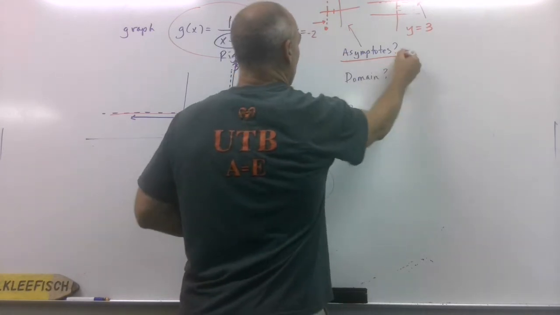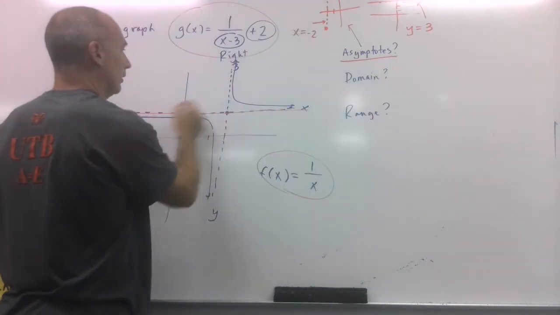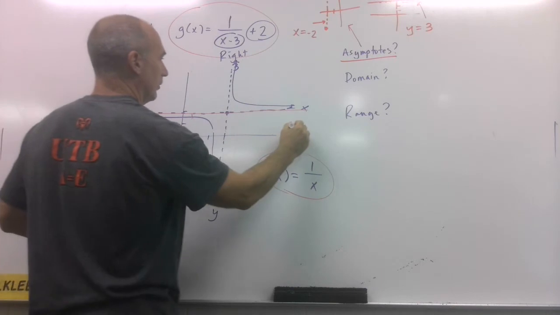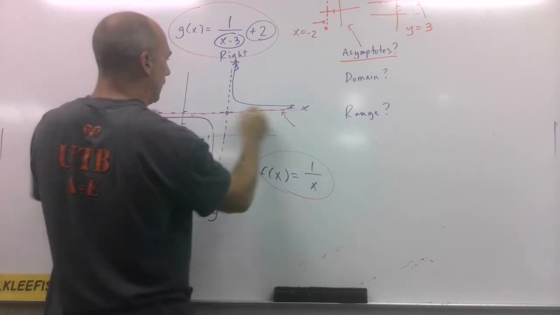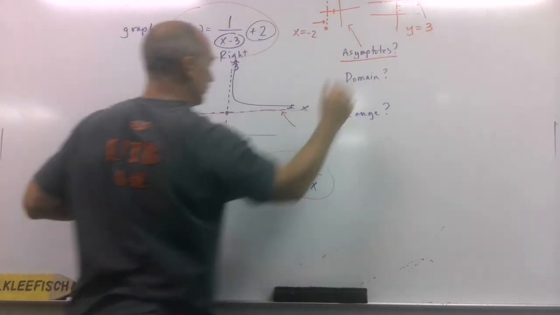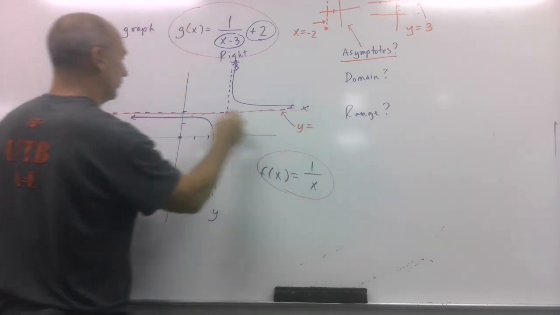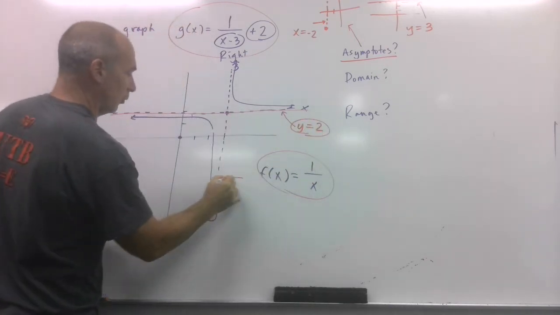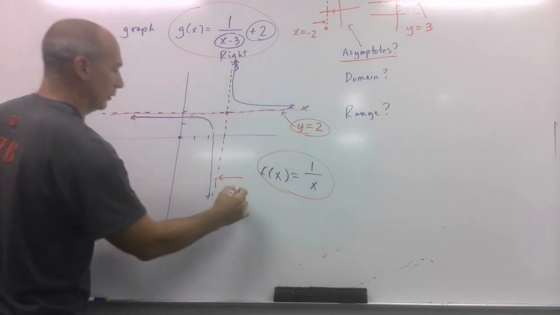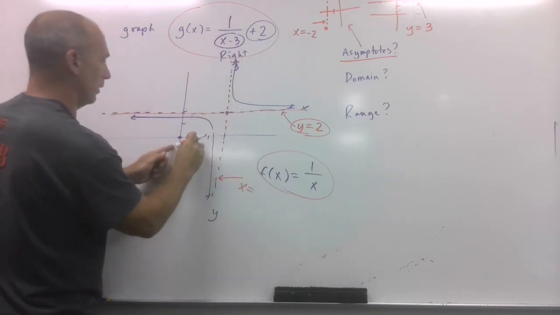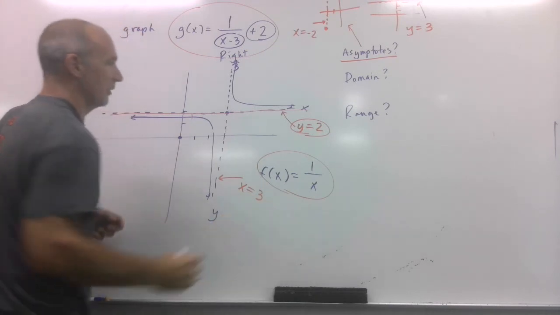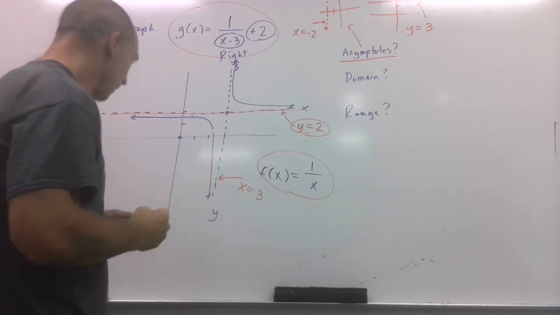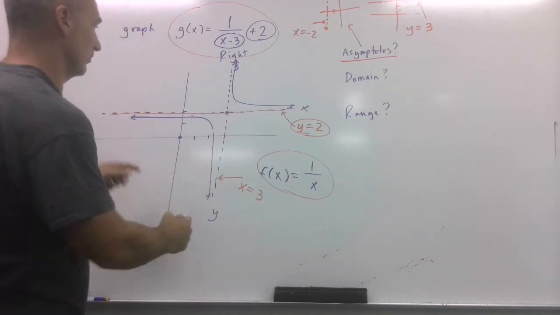So asymptotes are right here and right here. So this guy right here is a horizontal line, which matches our y equals. So that'd be y equals, and it crosses the y-axis at 2. That's the asymptote. This one is a vertical line, so we know it's x equals, we think 1, 2, 3. That's the other asymptote. Now the domain and range are different stories.